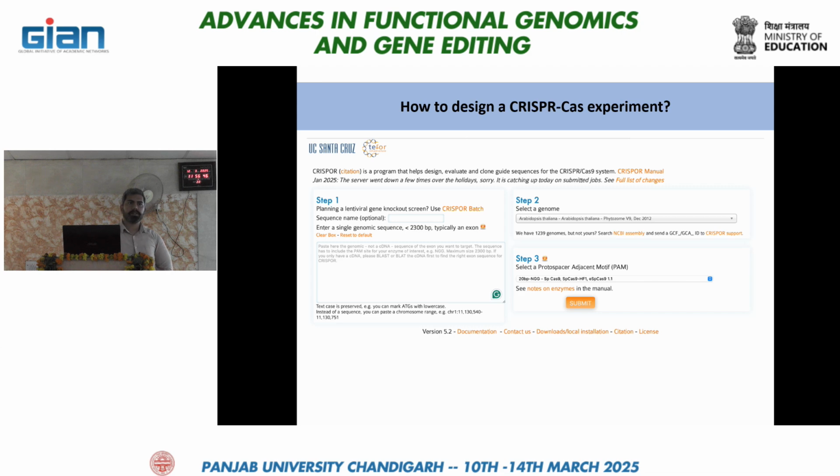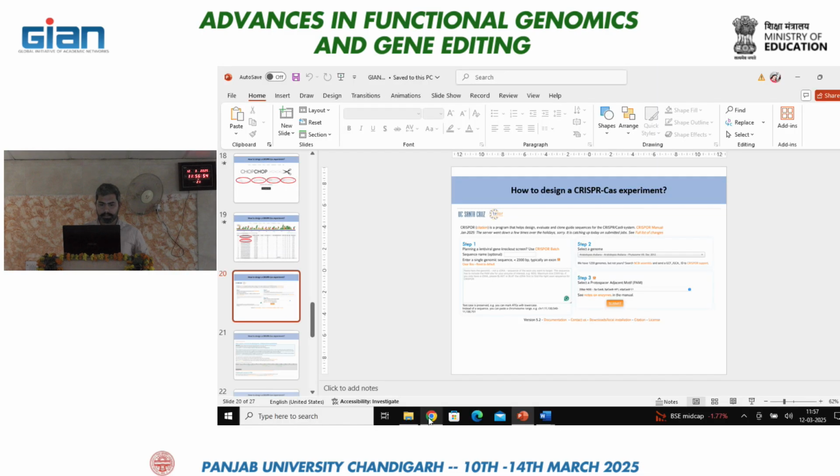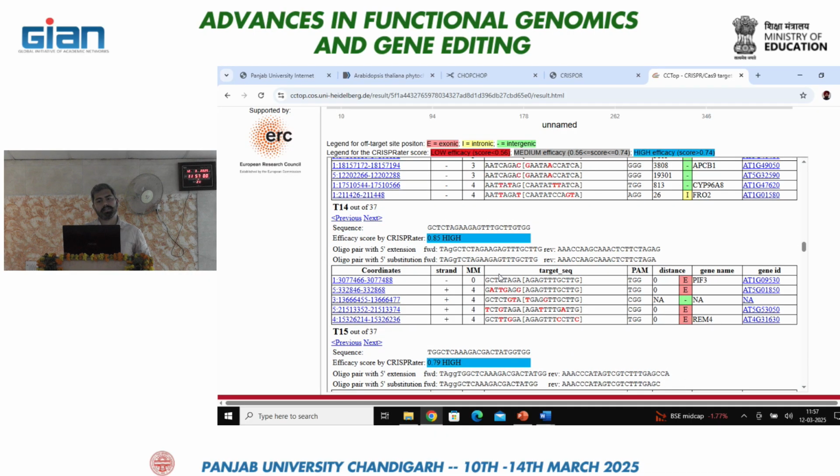CCTop? Okay. The table you are seeing, wait for a second. Here. This table shows the off targets. Like it shows 5 off targets, if we talk about the target 14, if you are using the PIF3 as an example. Clear? It's also providing the gene IDs of the off targets as well.